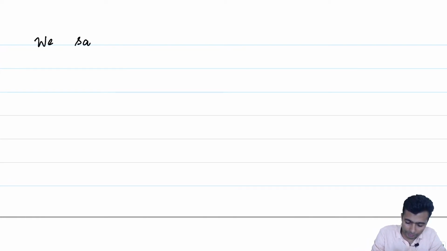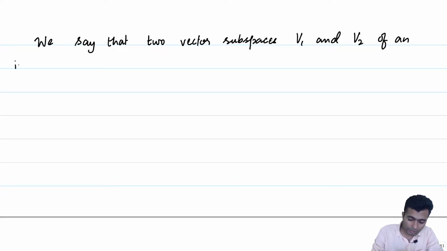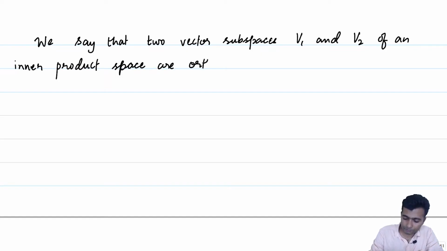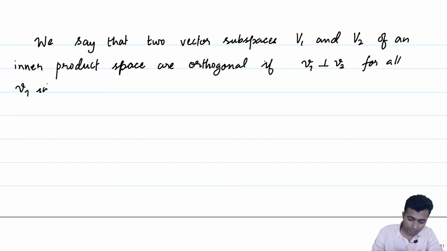We say that two vector subspaces V1 and V2 of an inner product space are orthogonal if ⟨v1, v2⟩ = 0 for all v1 in capital V1 and v2 in capital V2.